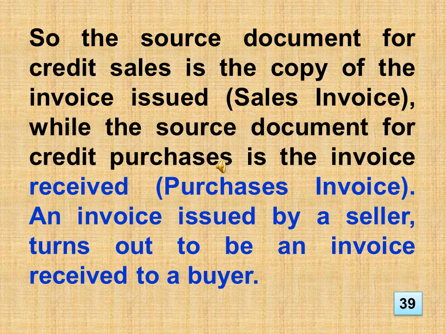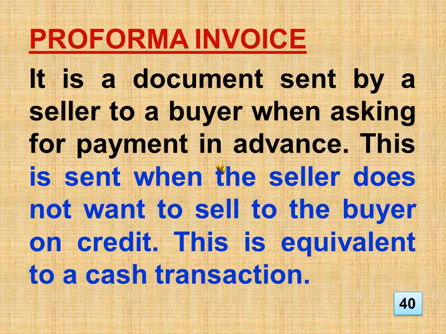So the source document for credit sales is the copy of the invoice issued, the sales invoice, while the source document for credit purchases is the invoice received, the purchases invoice. An invoice issued by a seller turns out to be an invoice received to a buyer. Proforma invoice. It is a document sent by a seller to a buyer when asking for payment in advance. This is sent when the seller does not want to sell to the buyer on credit. This is equivalent to a cash transaction.